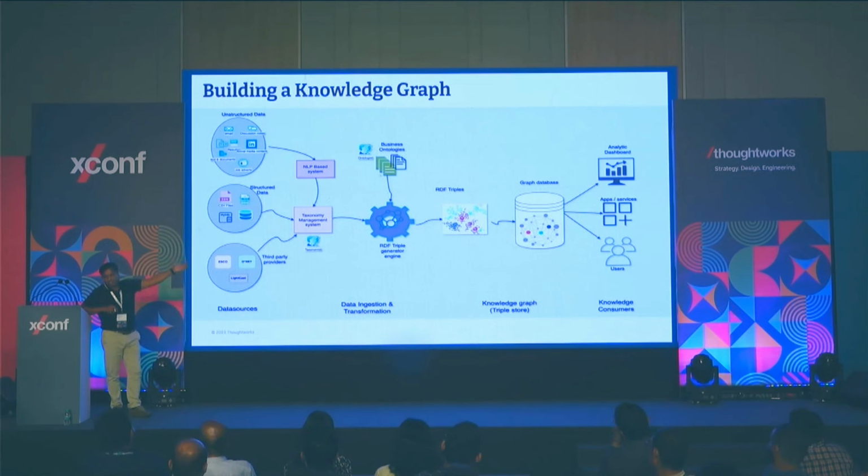It can be any graph database. You can use either Blazegraph, or AWS Neptune, or any graph DB. And once you have that, you can build any target systems to consume this knowledge graph and use it.